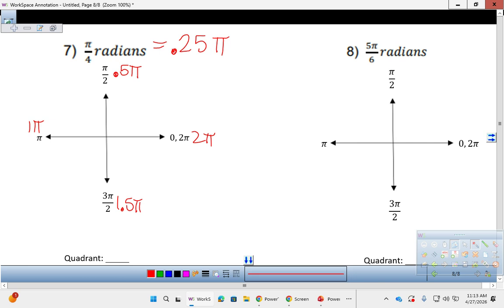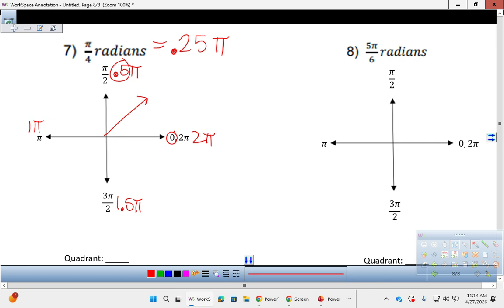What decimal does 0.25 fall in? Does it fall between 0 and 0.5? Between 0.5 and 1? Between 1 and 1.5? Or between 1.5 and 2? It's between 0 and 0.5, so ignore the pi. You don't have to worry about it. Look at the decimal. 0.25 is somewhere between 0 and 1/2. So I'm going to graph this somewhere in quadrant 1. I don't care where. Okay, just draw a line somewhere in quadrant 1. We okay with that? Let's not talk reference angle. Let's just talk getting them on the paper.